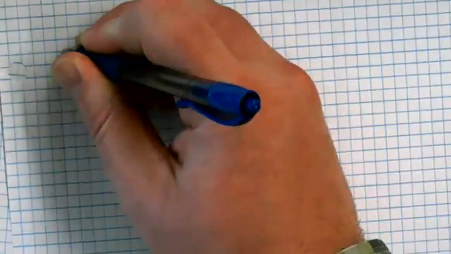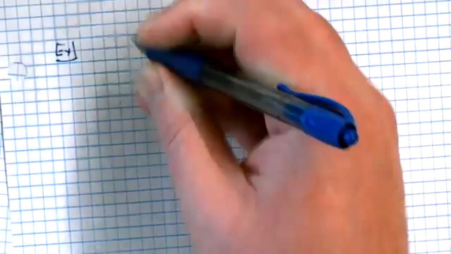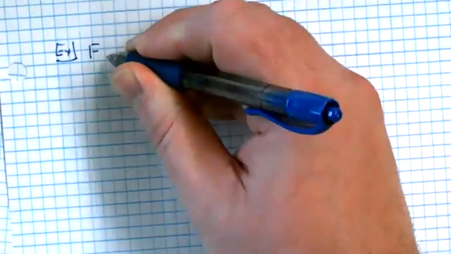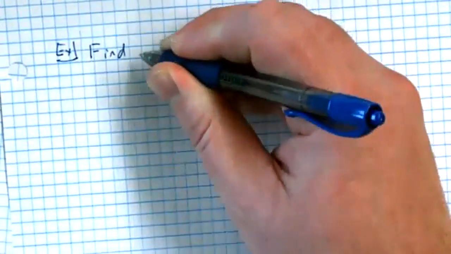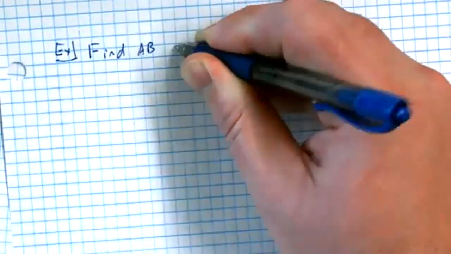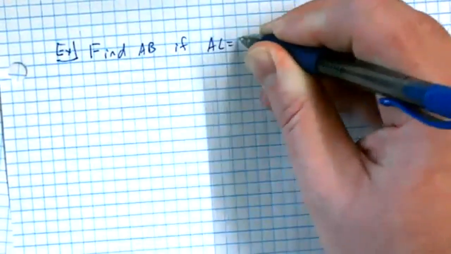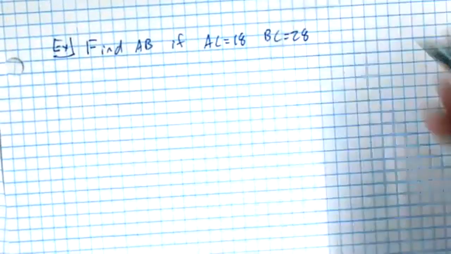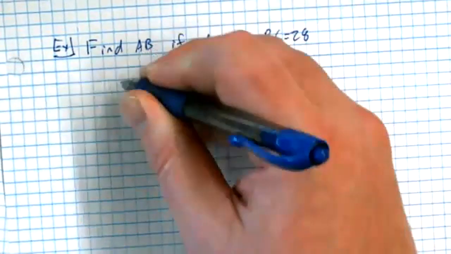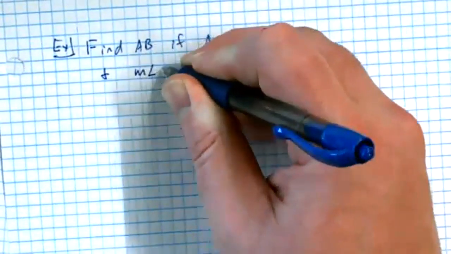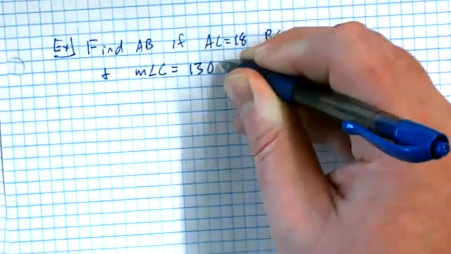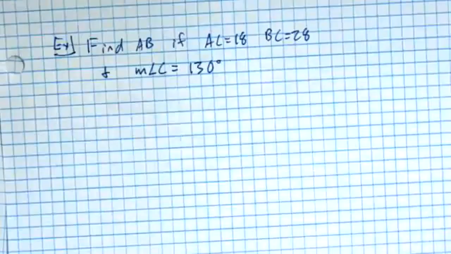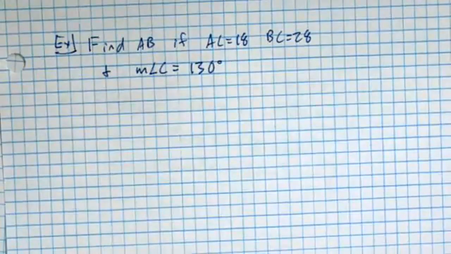Your homework will say, find AB if AC is equal to 18 and BC is equal to 28, and the measure of angle C is 130 degrees. So AC is 18, BC is 28, angle C is 130. So we're going to sketch this to start off with.